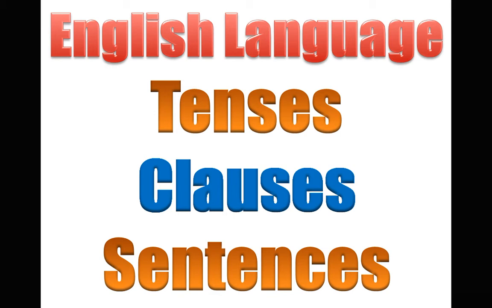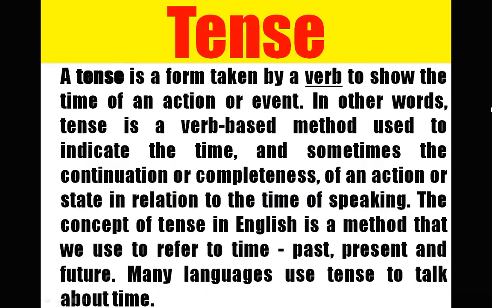Then we can say that tense is a term used in grammar to indicate the time of the action or event. Now let's look at it. A tense is a form taken by a verb. That is another way of defining it, to show the time of an action or event.